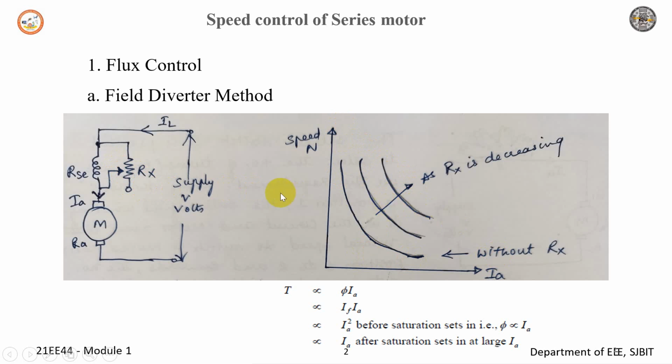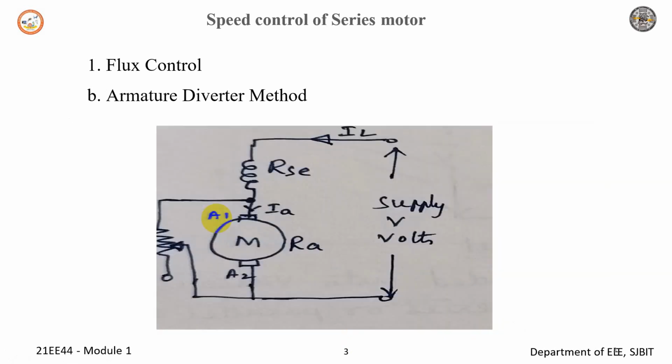By adjusting the value of Rx, any amount of current can be diverted through the diverter. Hence the current through the field winding can be adjusted as per the requirement. Due to this, the flux gets controlled and hence the speed of the motor is controlled above the rated value. Next, under flux control, we have another method, the armature diverter method.